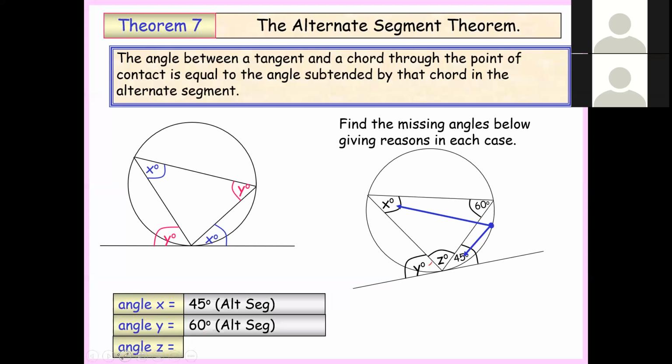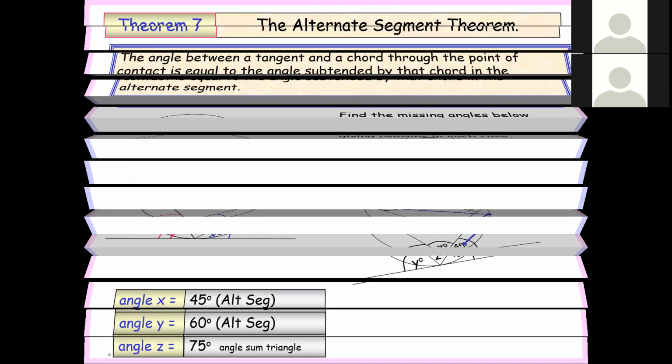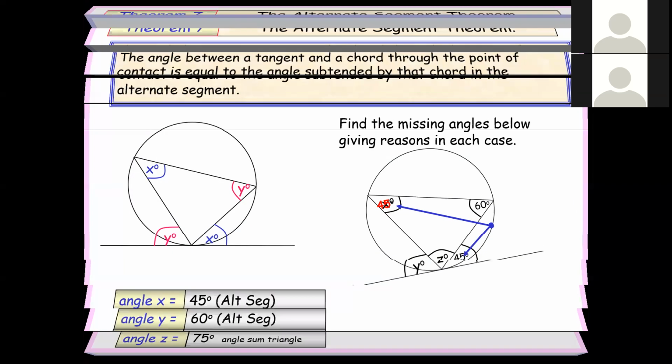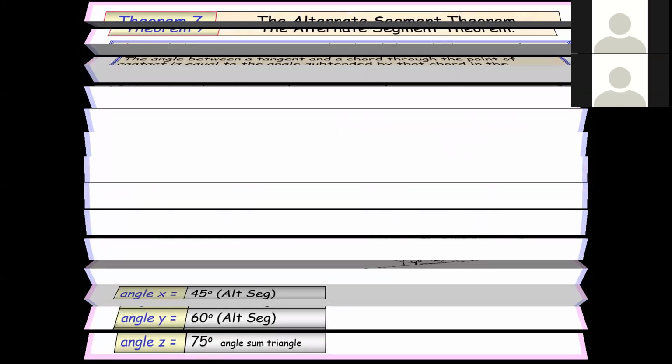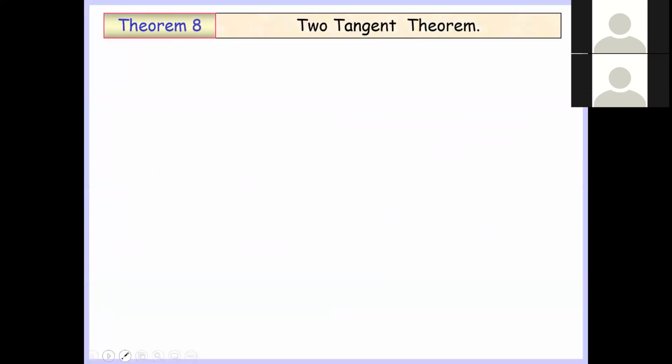And then to find angle z, we're going to use some angles of a triangle. So before I go away very quickly, to find angle z, we can use some angles of a triangle, and that gives us the 75 degrees we're looking for. So that's a very simple application of the tan chord theorem. We go to the next theorem.